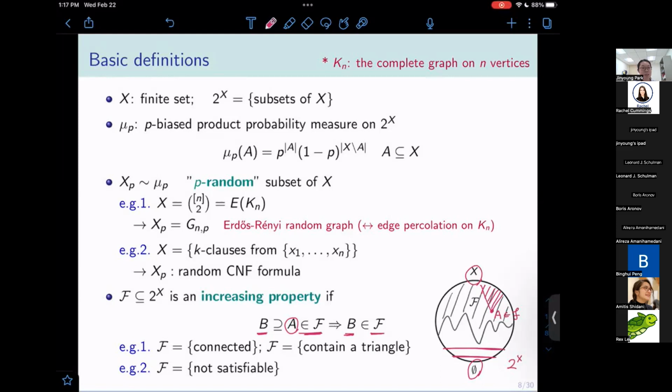So this was all of the basic definitions. Do we have any questions about this page? Because again, I don't want to lose my audience in the definition page. So please ask me any questions about the definitions.